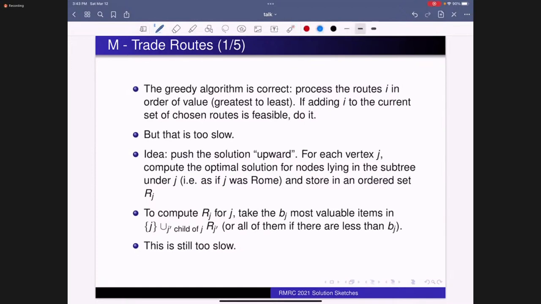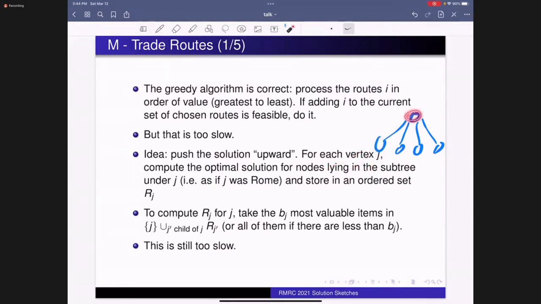Let me just do a little sketch here. So if this is representing a node and these are its children, what we're going to do is imagine pushing all the trade routes we'll use in the solution upwards. So suppose for each of these, we've solved the problem as if this was Rome. So for each of these nodes, we know the best trade routes that could be pushed upwards to it, subject to the constraints down here, at least. We do this for each one. So right now, if this node was Rome, we have the best solution to that.